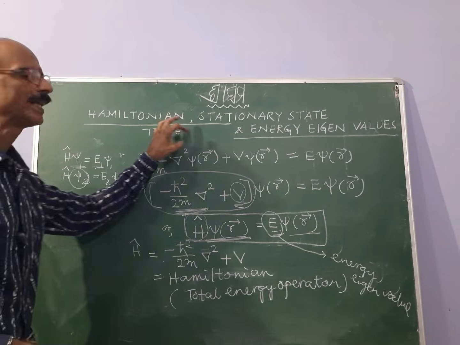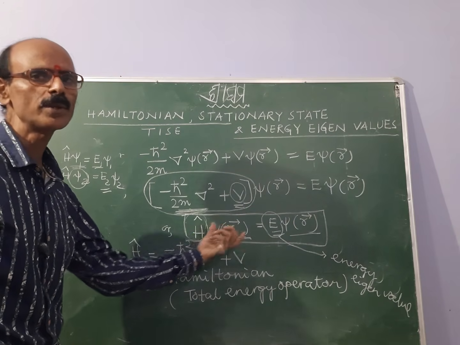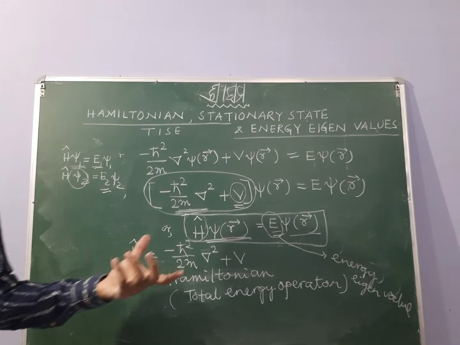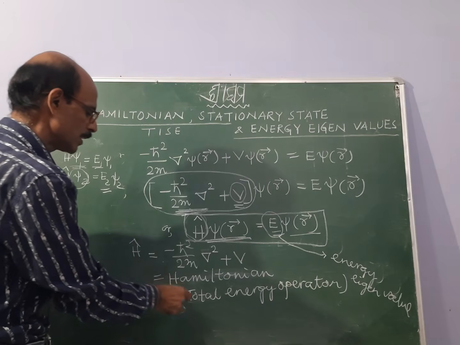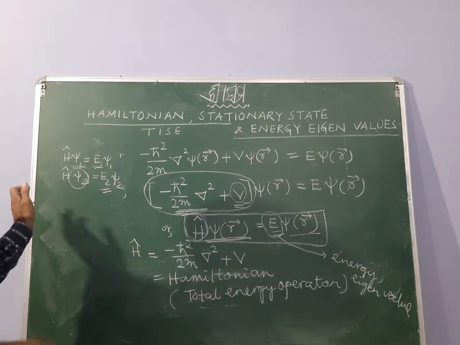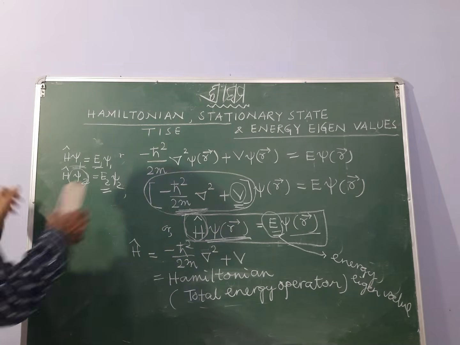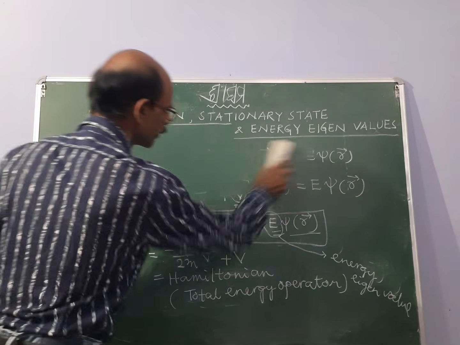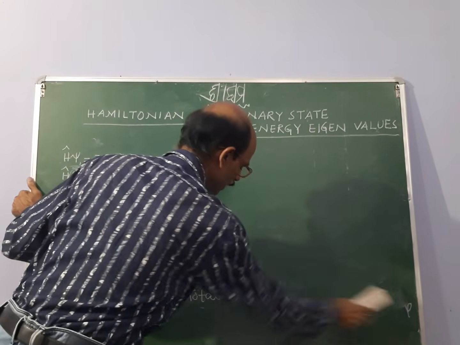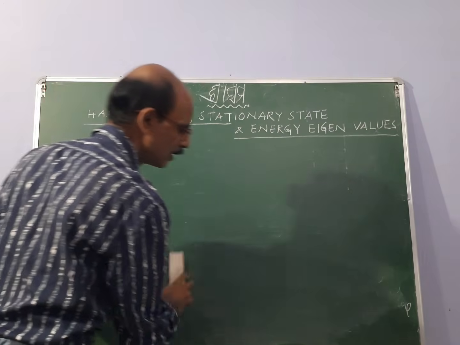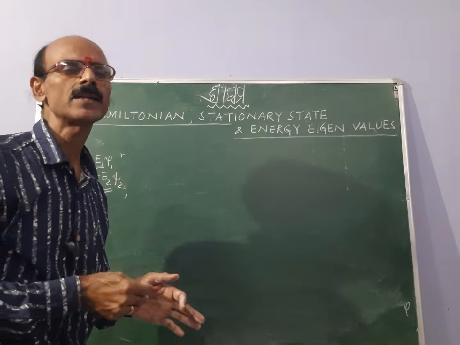So the time independent Schrödinger equation can also be written in the form of an eigenvalue equation. And this is the Hamiltonian. Hamiltonian is nothing but the total energy operator. So this is about Hamiltonian. It has a lot of applications. We will study further, but we have to remember that Hamiltonian is equal to minus h cut square by 2m grad square plus V.